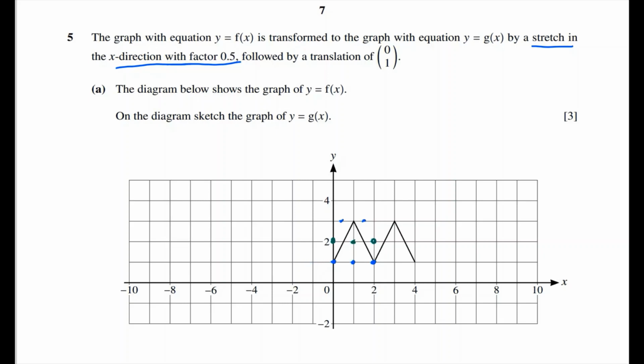and if you consider these 2 points, it will also move one step upwards. So now we have transformed, just join all the points. So this is the g of x.